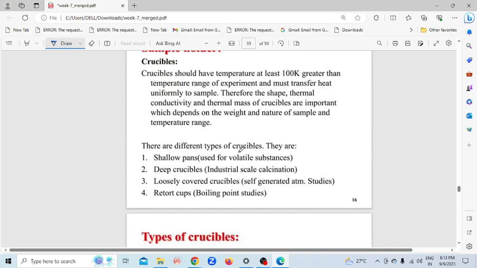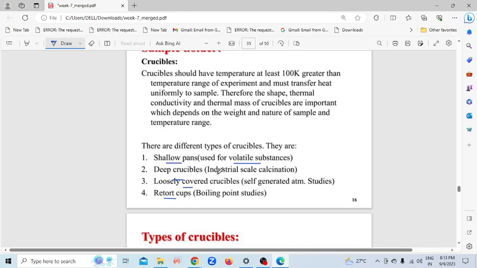They also have different shapes, like shallow pan, deep crucible, loosely covered crucible and retort crucible. Why are we changing the shape of the crucible? For particular uses. Suppose you are going to use a volatile substance, then you need to use a shallow pan so that the substance can volatilize easily. This is the only purpose behind that.